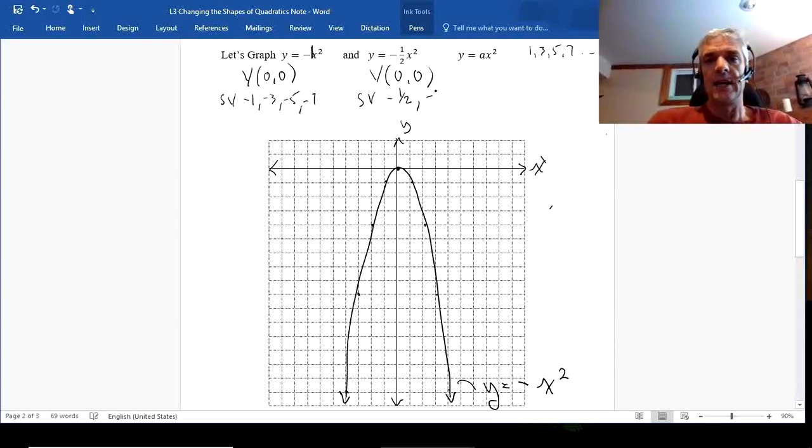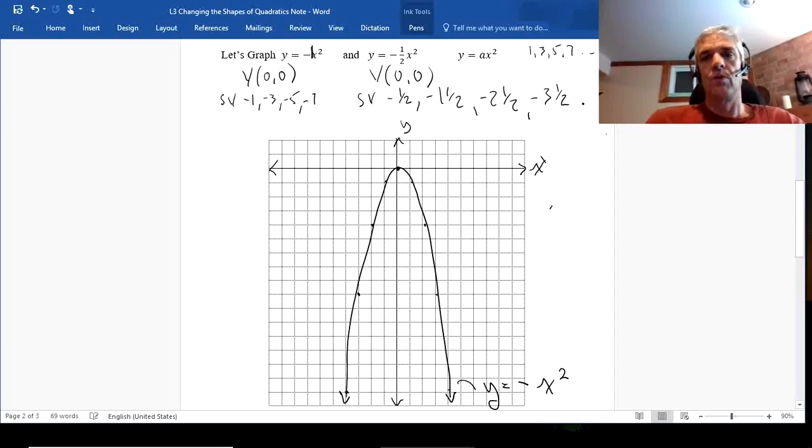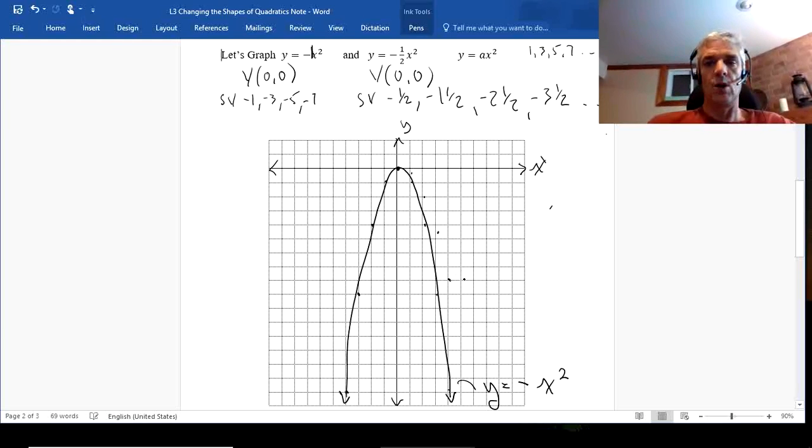Minus 1/2, minus 1.5, minus 2.5, minus 3.5, and so forth. I think you get the idea. And so again, I start at 0, 0, over 1, down 1/2, over 1, down 1.5, over 1, down 2.5. And you can start to see here, over 1, down 3.5, which brings me to this, and then over 1 and down 4.5. 1, 2, 3, 4.5. And so I get those points plotted there.